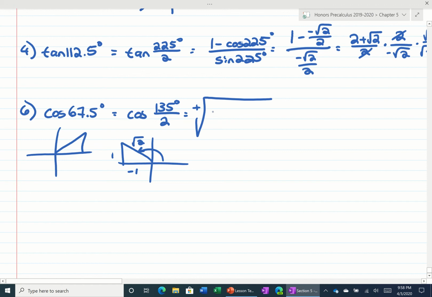We would have, let's see here, it's going to be 1 plus the cosine, divided by 2. And we're going to be multiplying by 2 over 2 to rationalize. So we get the square root, the top would be square root of 2 minus root 2 all over the square root of 4. That would be what the answer is.